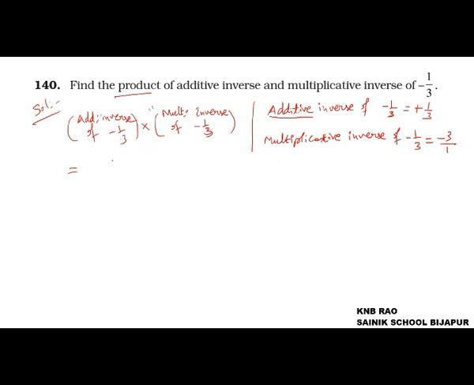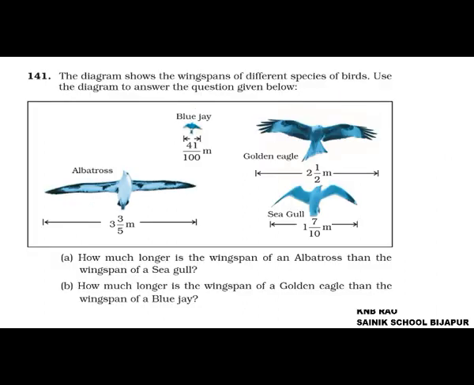So, if we are asked to multiply them, that is the additive inverse of minus 1 by 3, which is 1 by 3, multiplied to the multiplicative inverse of minus 1 by 3, which is minus 3, it gives us minus 1. This is the answer. So, I asked you to solve up to question number 140. Hope you have solved all of them and got correct answers. Now, we will continue from question number 141 onwards.